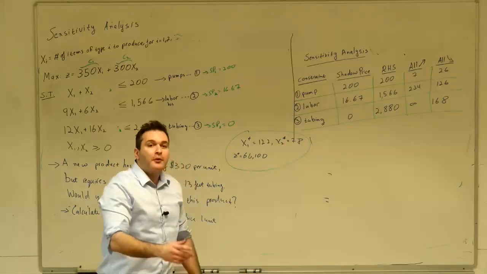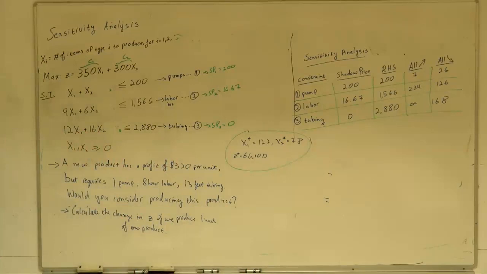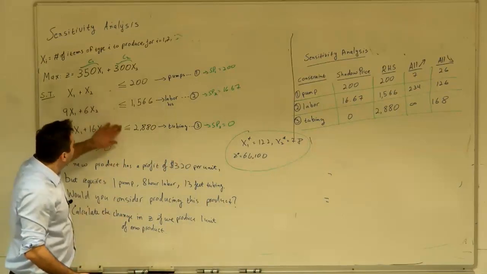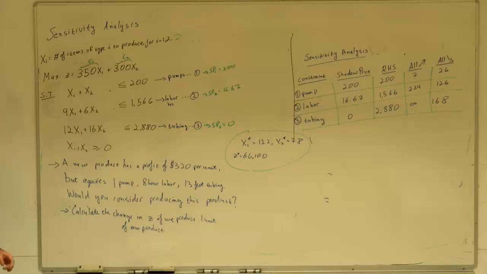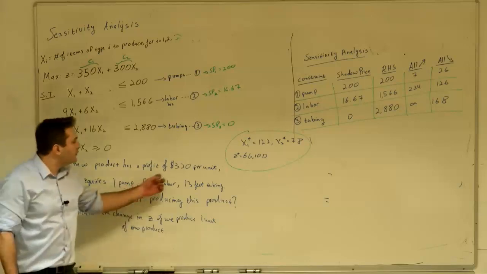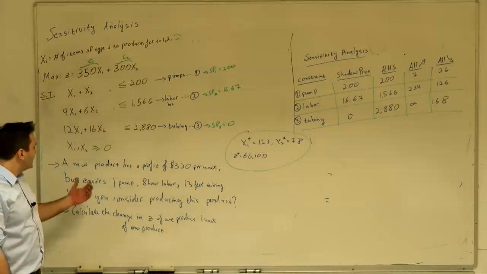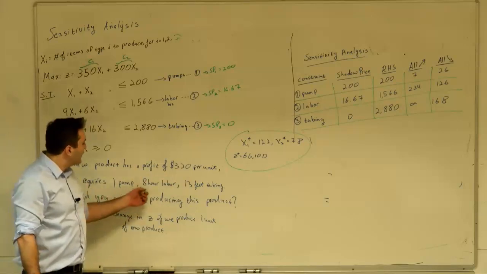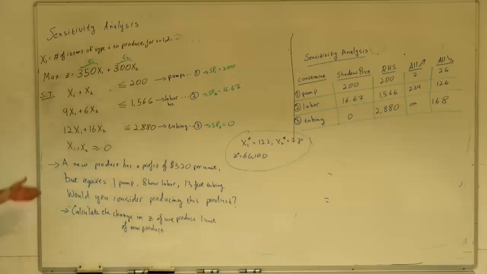So the last problem I want to address, which relates to sensitivity analysis, is the following. I'm told that I have the option to produce a new product, and this new product has a profit of $320 and requires, to produce it, 1 pump per unit, 8 hours of labor, and 13 feet of tubing. So I've already formulated my problem using only 2 decision variables, which were how much to produce from product 1 and product 2.